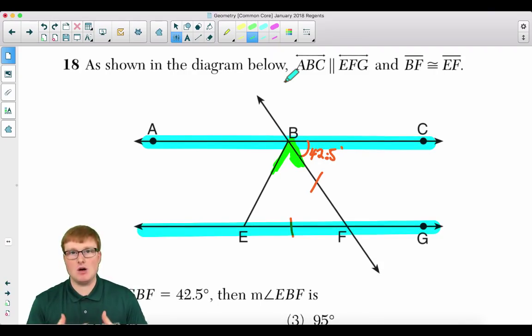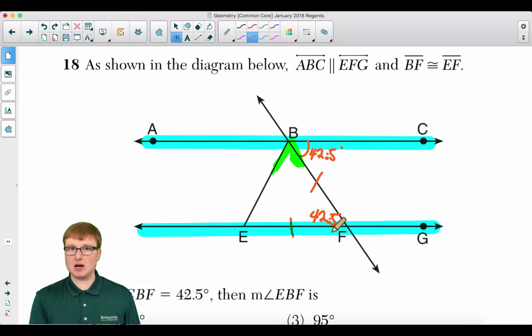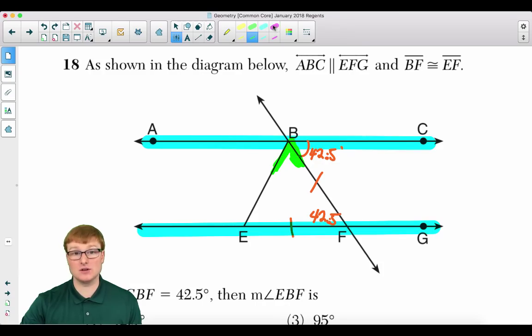So there's a couple things that we know for sure. We know that if this is 42.5, then the alternate interior angle down here is also 42.5. So there's a couple things that they're asking you to apply here. They're asking you, do you know how to work with parallel line segments? And do you know the alternate interior angle theorem? And this is an isosceles triangle, folks. Now, since this is, in fact, an isosceles triangle, do you know how to use the isosceles triangle theorem?